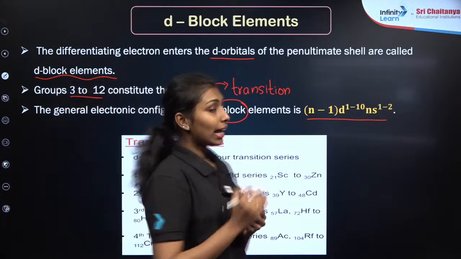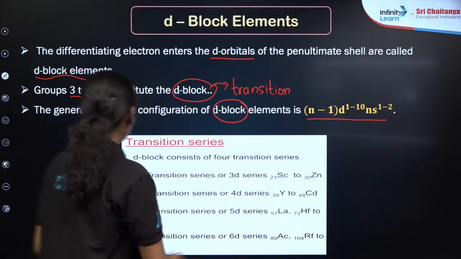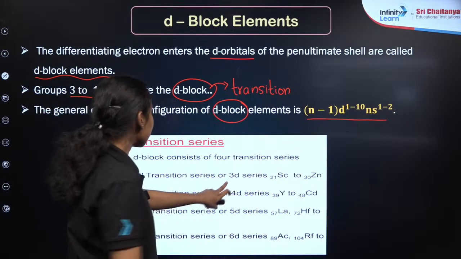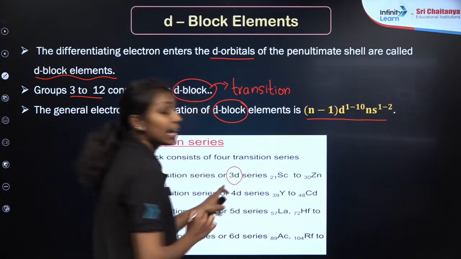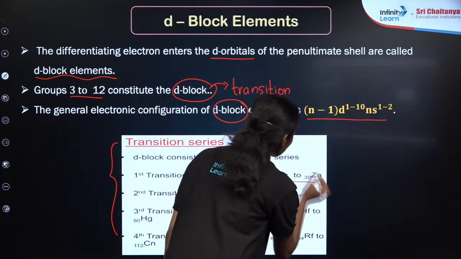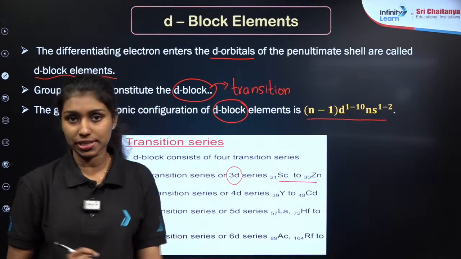In the case of d block elements, these transition elements can be divided into four series based on the periods. The first transition series is the one in which the last electron enters into the 3d orbital. Therefore, it is also known as the 3d series, starting from scandium to zinc, right? Starting from scandium to zinc, this is the first transition series.